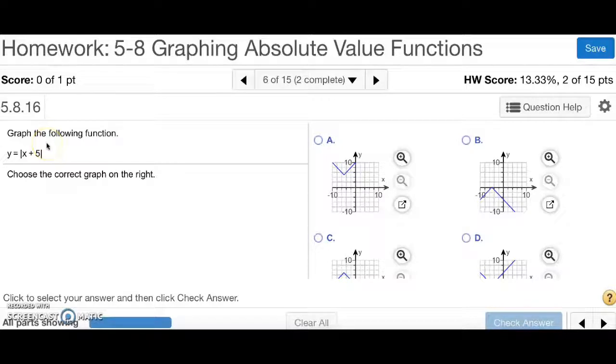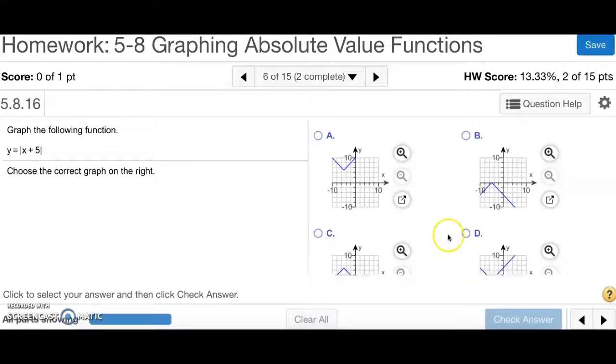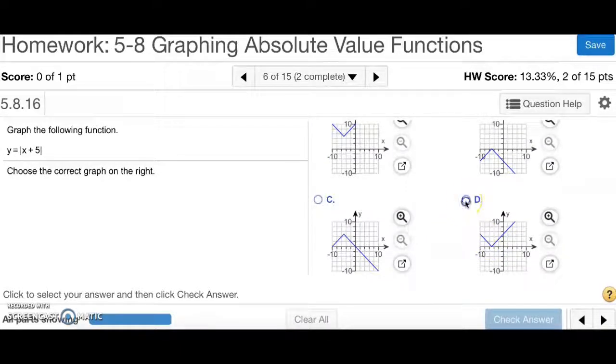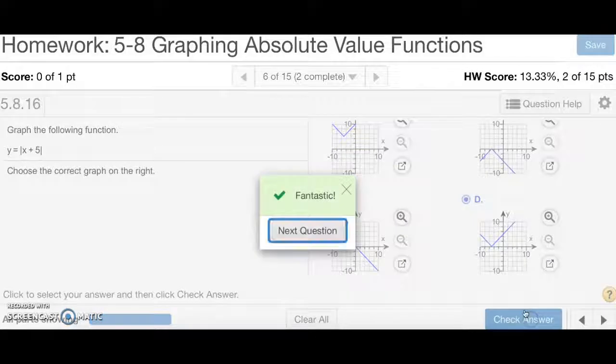Number 6, we're graphing. When something's being added on the inside of the absolute value, added means it's going to be going to the left. Left or right is when you add or subtract on the inside. Up or down is when it's being added or subtracted on the outside. So this is going to the left 5 units. So that means it's going to be D. Everything else is being either shifted up and flipped upside down first. So that's the answer for number 6.